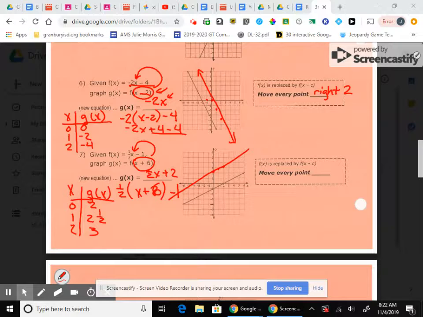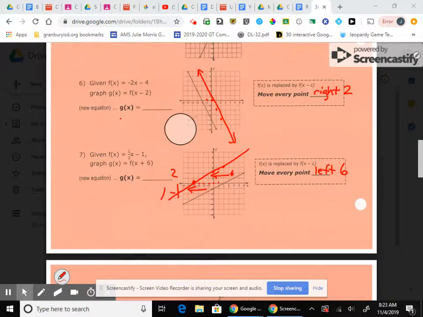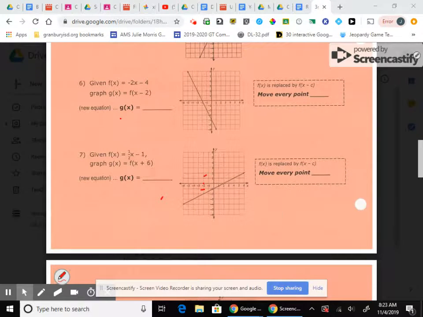Now when I look at this, I can see that when I look at my x-intercept, from the original line to the other line, everything shifted 1, 2, 3, 4, 5, 6 units. Every point shifted to the left 6, which is consistent with what we had seen. So now I move every point left 6 units. So if I'm adding inside the parentheses or subtracting, I have to know whether it's shifting it to the left or the right and understand that it is affecting the x-intercept.